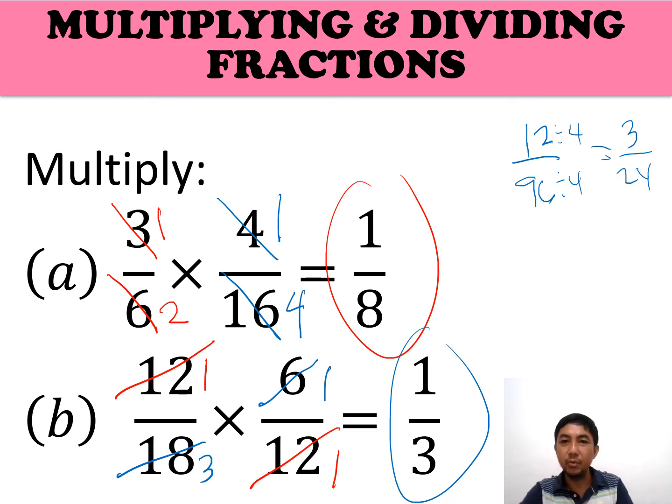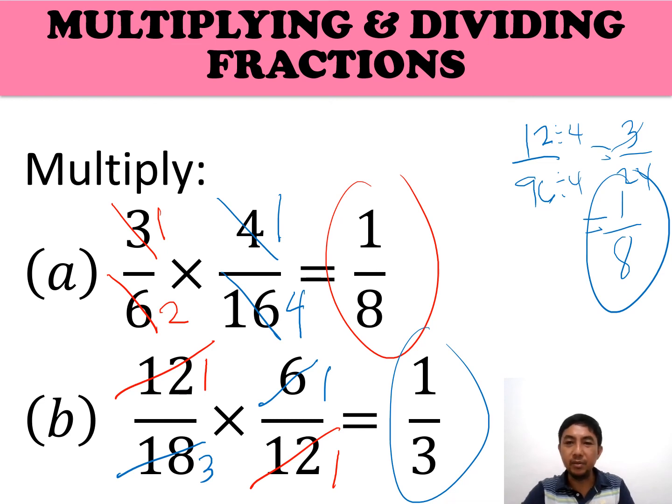Di ba? 24. Kaya lang, yung 3 over 24, pwede pa siyang i-divide or i-lowest term. And 3 and 24 are both divisible by 3. So, 3 divided by 3 is 1. And 24 divided by 3 is 8. So, still, 1 over 8 pa rin yung sagot natin. So, okay lang naman. Kaya lang, sabi ko, the best way is you simplify first before you multiply so that we deal with the smaller number.